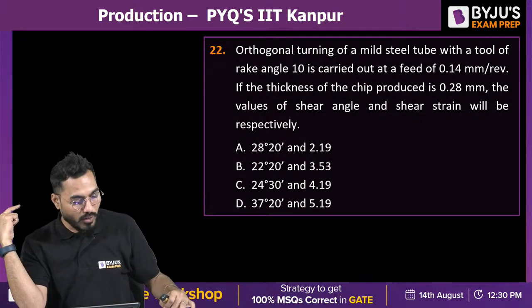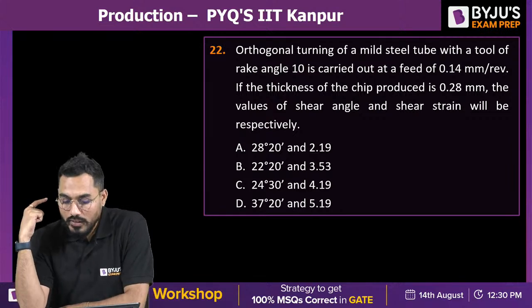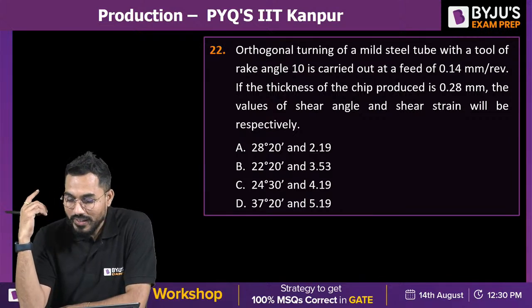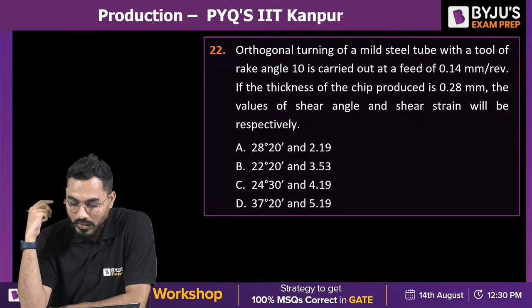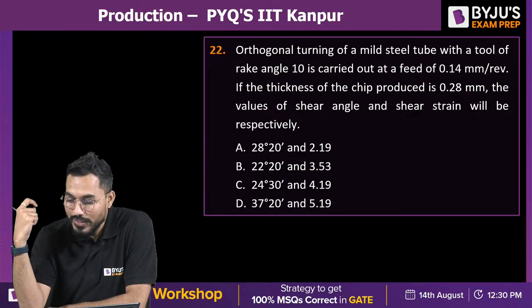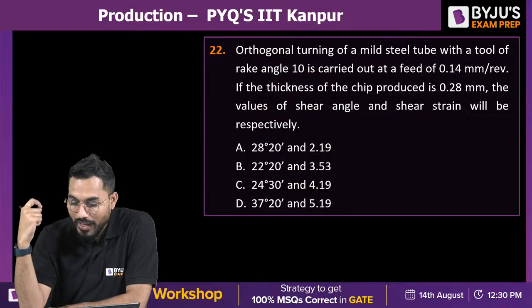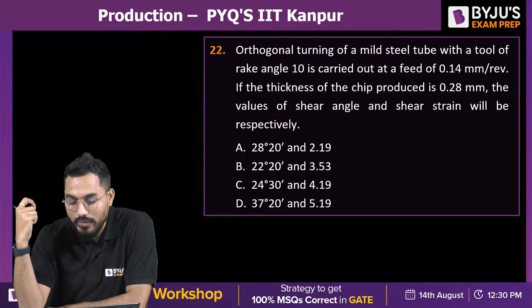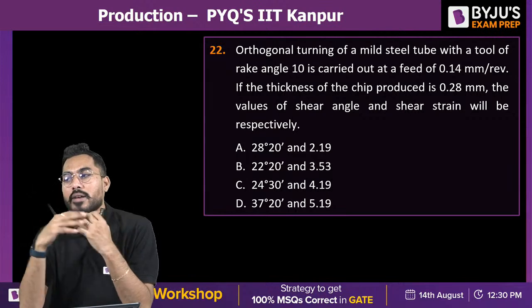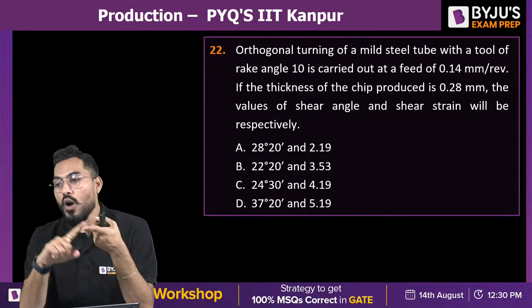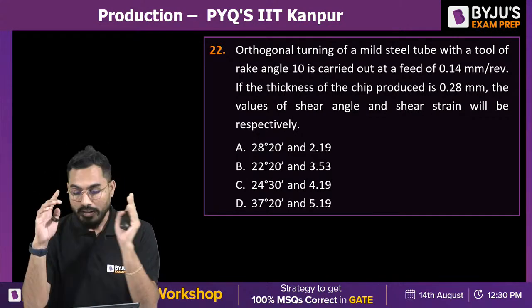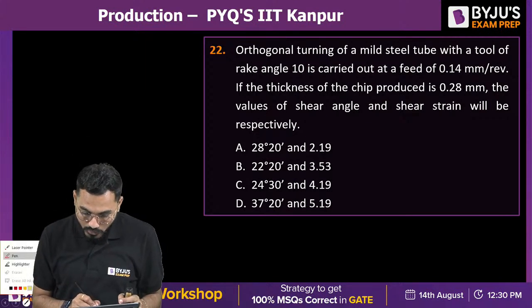Orthogonal turning of a mild steel tube with a tool of rake angle 10 is carried out at a feed of 0.14 mm per revolution. If the thickness of the chip produced is 0.28 mm, the value of shear angle and the shear strain will be. This is the very basic question that comes every time: either calculate the shear angle or calculate the shear strain. Right, fine. So whatever data is given, first of all you write down the data.